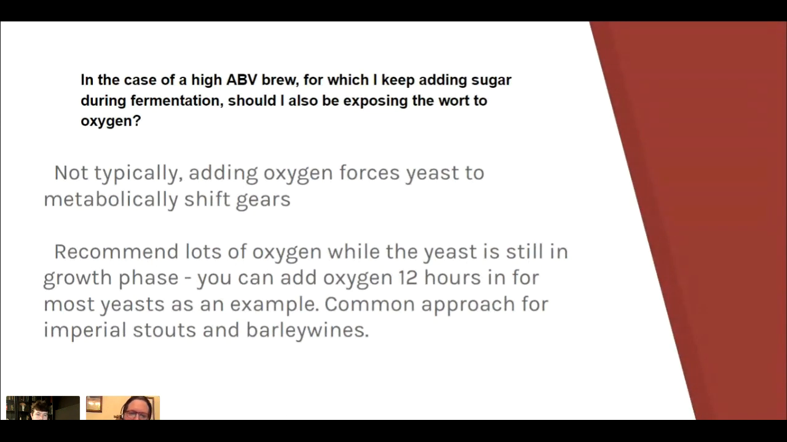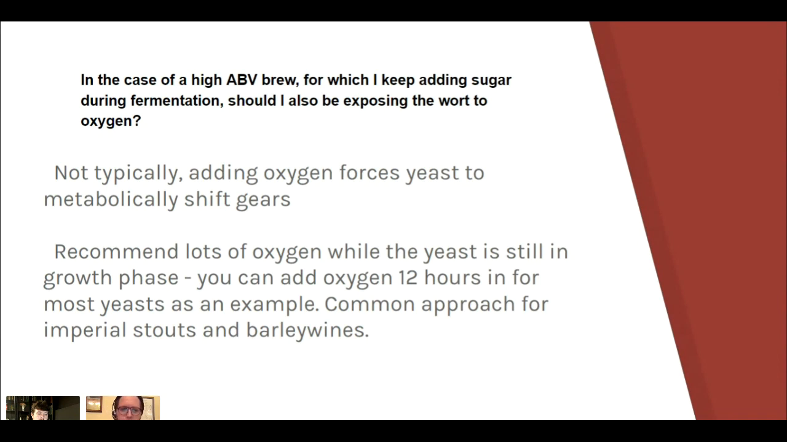In the case of a high ABV brew for which you keep adding sugar during fermentation, should I also be exposing the wort to oxygen? The answer that I usually give is, you wouldn't typically do this. Adding oxygen forces the yeast to pretty radically shift gears in terms of metabolism, because now that it can do aerobic respiration, it can get energy that way. And so it's going to do that, and that may actually slow down its ability to then go back to anaerobic fermentation afterward.